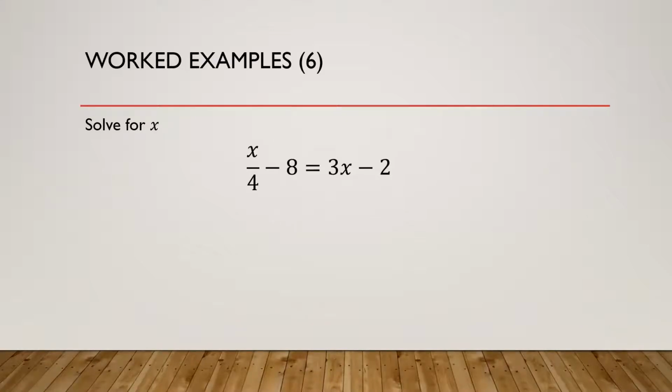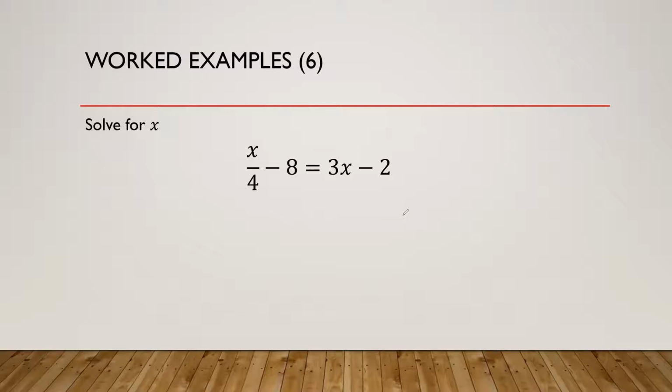Example number 6. Solve for x. We're back to x again. Now we've got x over 4 minus 8 is equal to 3x minus 2. This is a little bit different from what we've been doing. Here we've got a fraction.